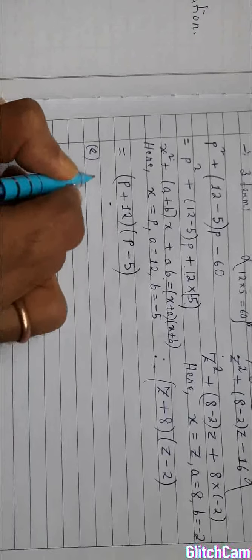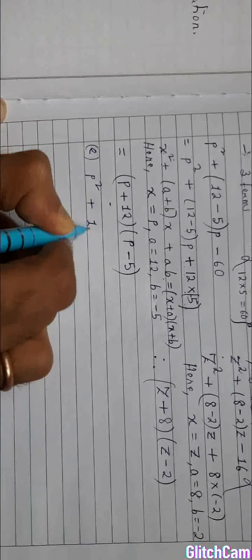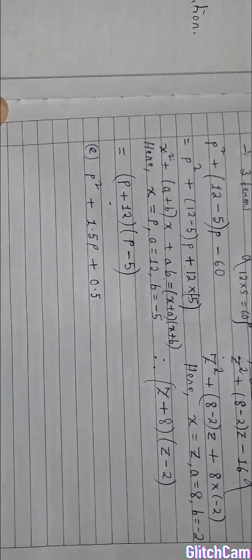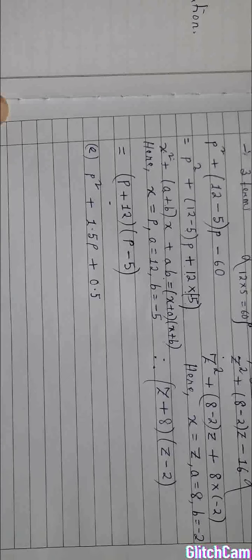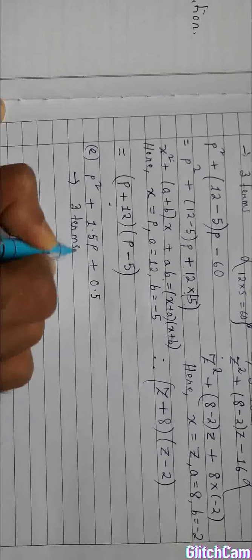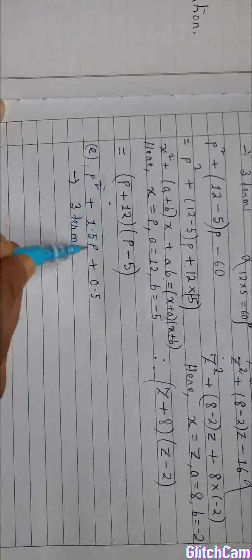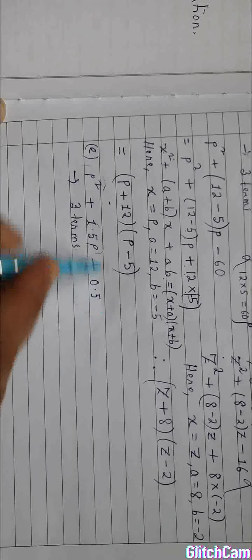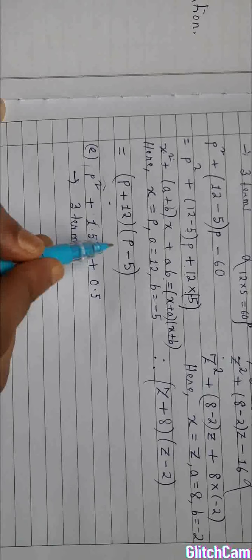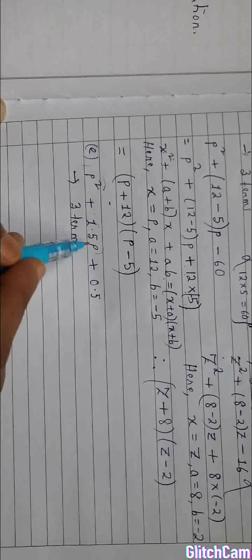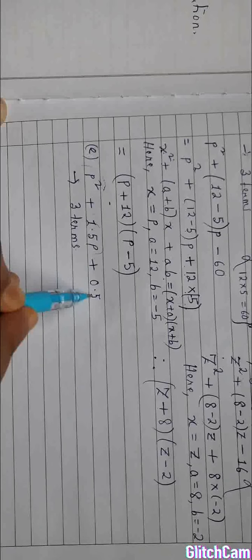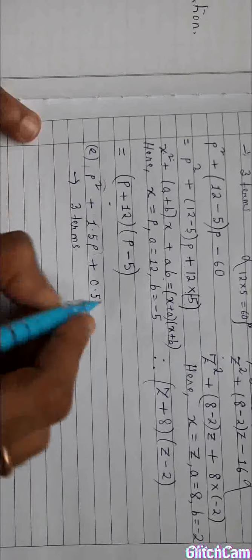Next question is p square plus 1.5p plus 0.5. Similarly, here we have three terms: the first one is p square, the second term is 1.5p, the third term is 0.5. So we'll split 1.5p, the middle term of this expression, in such a manner that if we add or subtract two numbers we get 1.5p, and if we multiply those two numbers we get 0.5.